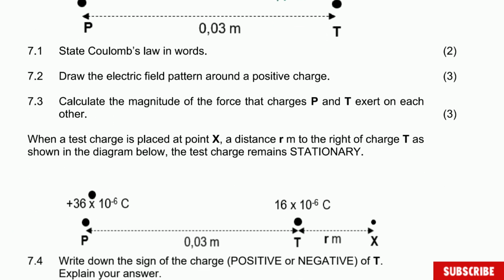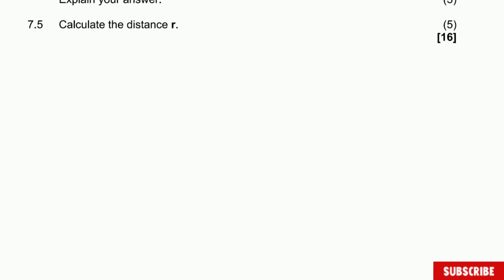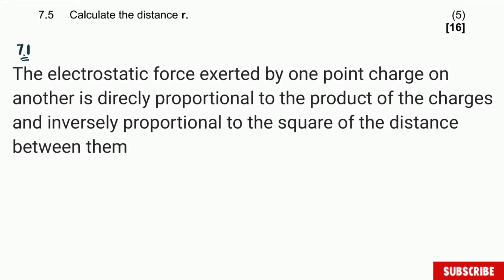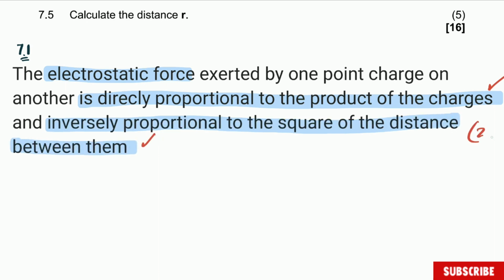We're going to write that definition right here at the bottom. Coulomb's law states that the electrostatic force exerted by one point charge on another is directly proportional to the product of the charges. That one will carry the first mark. If you say that, you'll get 1 mark. And it is inversely proportional to the square of the distance between them. That one is the second mark for the definition.